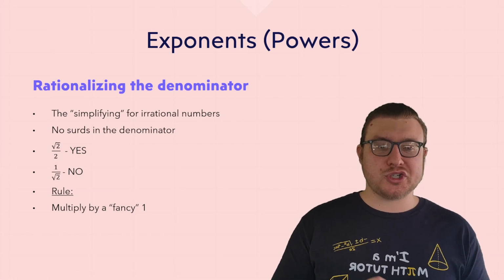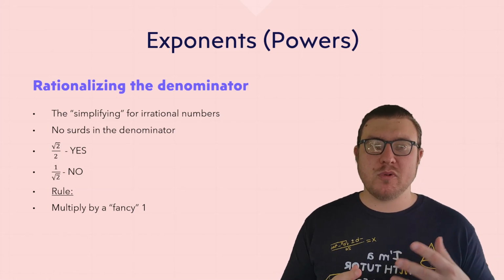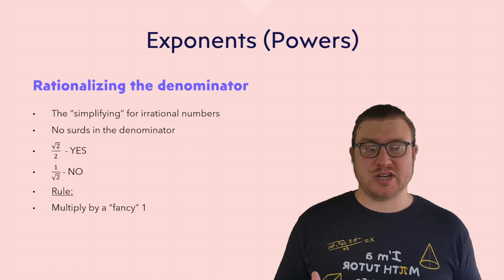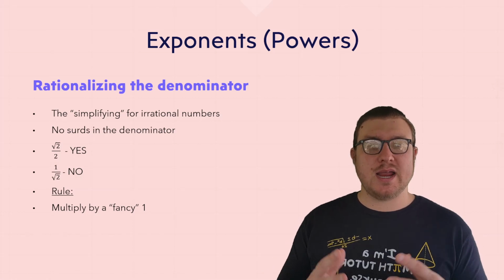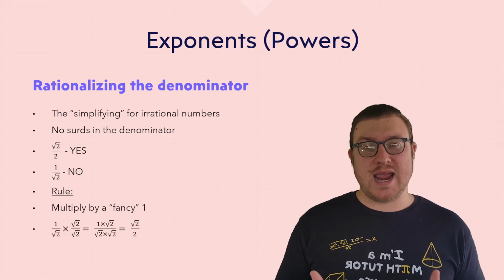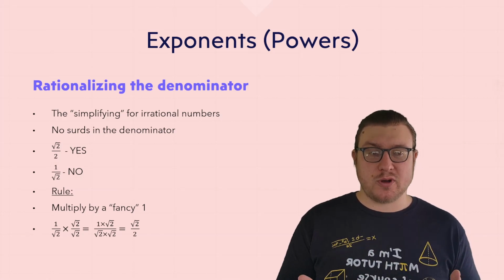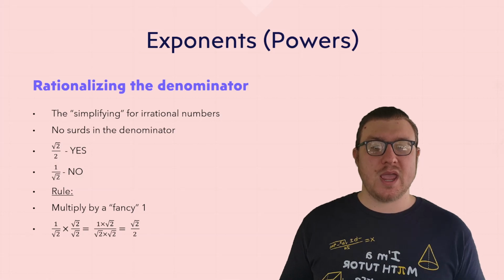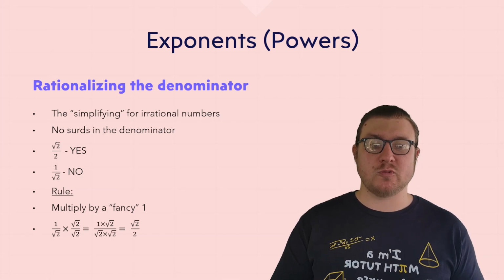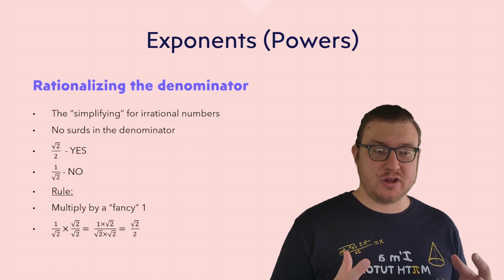In order to change this, we need to multiply by a fancy 1. When we multiply by 1, it doesn't change anything. 3 times 1, 4 times 1, it remains the same number. Now, we can write 1 as a very complicated term, in this case square root 2 over square root of 2. We're still multiplying by 1, so we're not changing the value of this term, but we are changing the look.